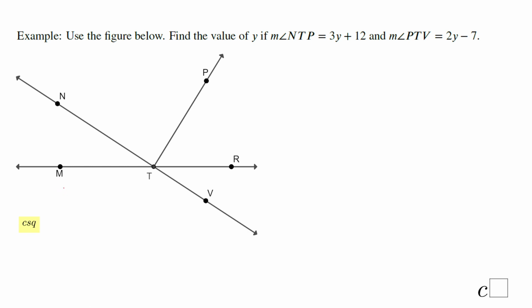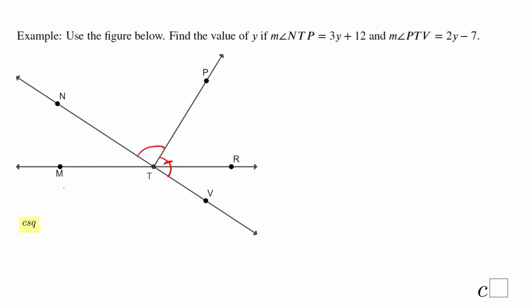Use the figure below, find the value of y if the measure of angle NTP, oh, this angle here, and you see I'm not gonna make it a right angle like in the other problem. I don't know that it's 3y plus 12. And the measure of angle PTV, which is this angle. And you see, I'm gonna mark it different because I don't know if they are congruent. Is 2y minus 7. So please do not say any of these angles is 90 degrees. You are assuming things that might not be true.